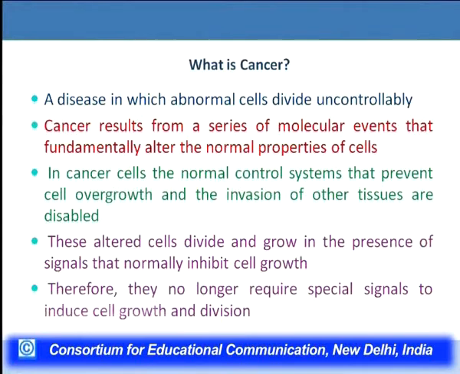That means a normal cell, whenever we subject it to a specific inhibiting signal, will not divide, will not grow. But cancerous cells are able to overcome that particular inhibition. Also, they do not require a specific signal from outside for cell growth and division. Sometimes cancerous cells are able to produce within themselves the signals which are required for growth and division.